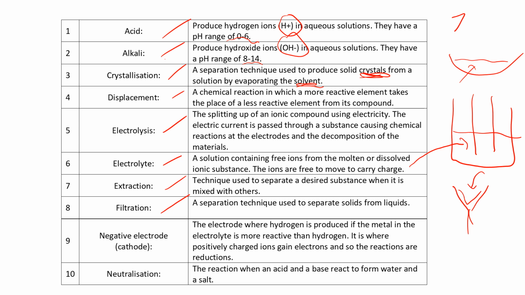The electrode where hydrogen is produced if the metal in the electrolyte is more reactive than hydrogen. It is where positively charged ions gain electrons. So you've got your electrode substance, so that's positive. Okay, that is a negative, and the negative one is called the cathode. The reaction when an acid and a base react to form water and a salt. Okay, so you've got an acid and a base, they react, and that's called neutralization.